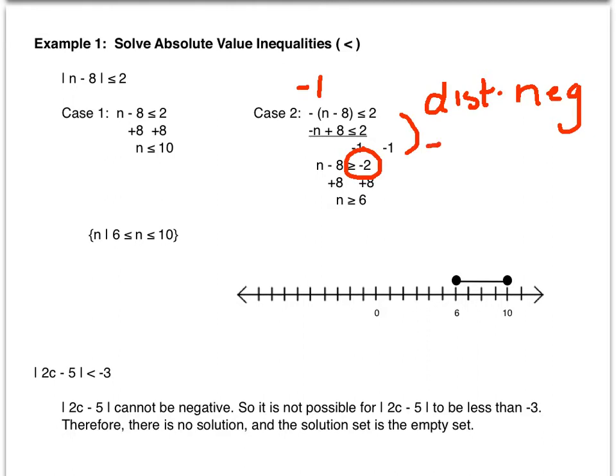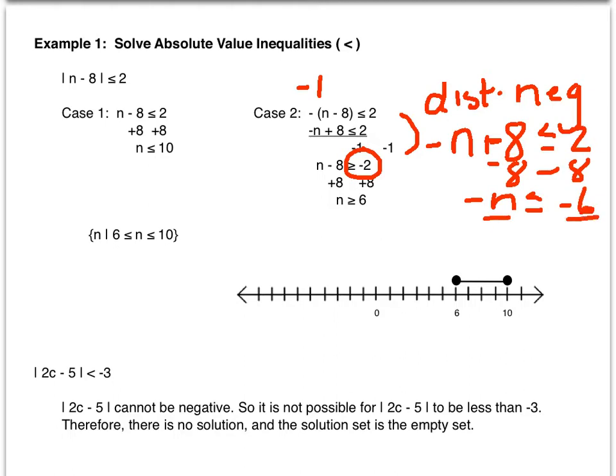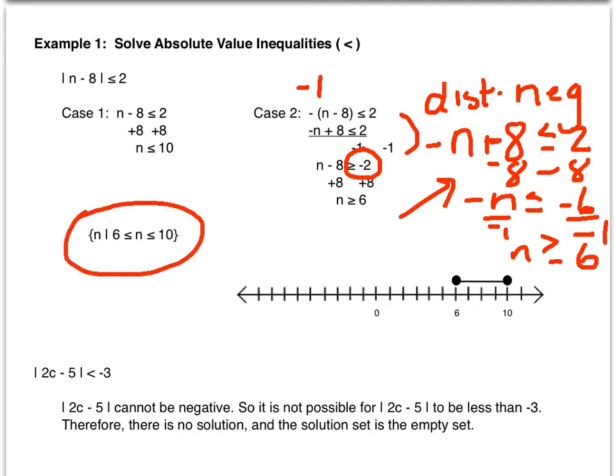We could have also solved it like this. Negative n plus 8 less than or equal to 2. We're going to subtract 8 from both sides, and we get negative n is less than or equal to negative 6. And then we divide both sides by negative 1, and when we do that, it flips our symbol. We get n is greater than or equal to positive 6. So either way you do it, you're going to come out with the same answer. For some of you, this way will be easier because that's the way we've done it previously. So our solution set is going to be for all numbers n such that 6 is less than or equal to n is less than or equal to 10.